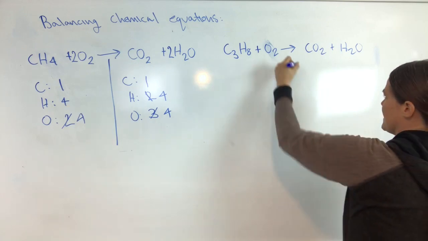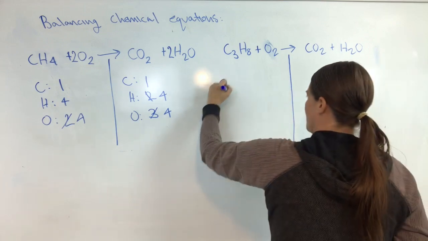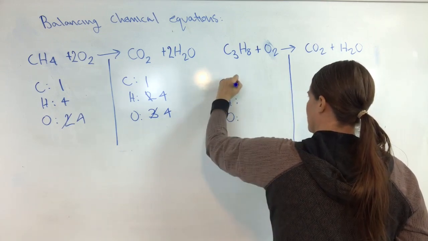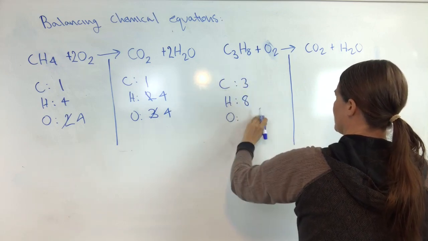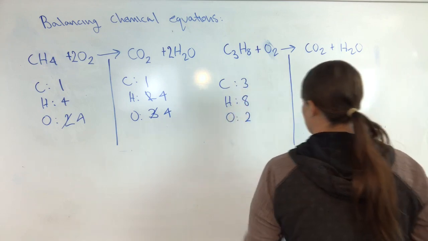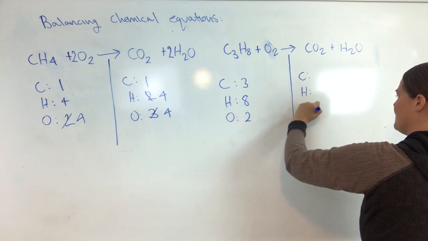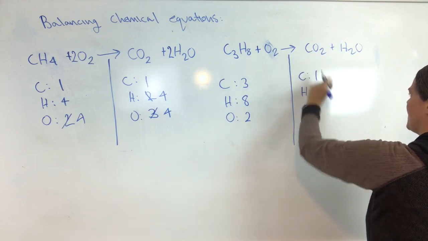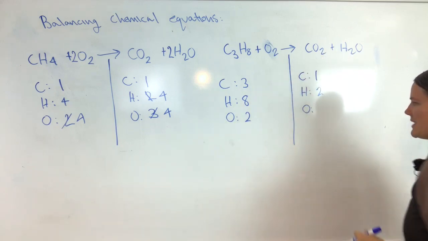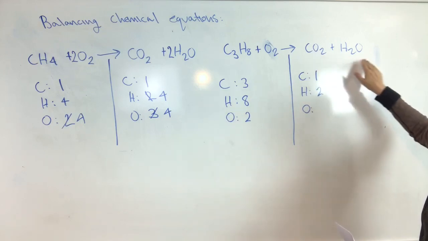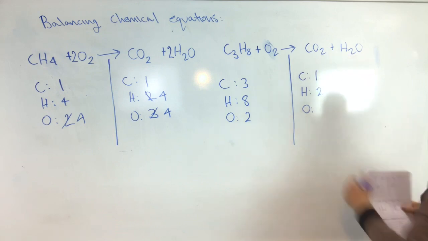So to balance this, we just do our inventory on both sides again. So we have carbon, hydrogen, and oxygen. We have 3 carbons, 8 hydrogens, and 2 oxygens. Now let's go over here and figure out what we have on this side. So carbon, hydrogen, and oxygen. Over here we have 1 carbon, 2 hydrogens, and once again we have oxygen in both of our products. So we need to count all of them. So we have 2, 3 oxygens.